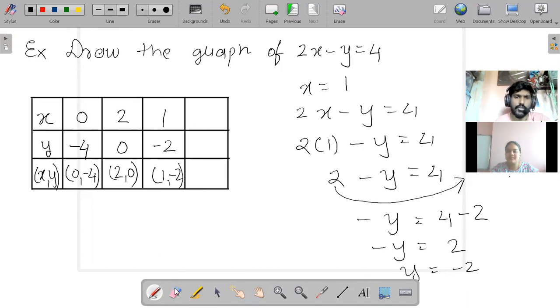Next, which value should I take? You can take some different value for x and find y. It is not necessary that since you took x as 1, y also has to be 1. Only this is compulsory: first, when you take x as 0, find the value of y, then take y as 0 and find the value of x. This is compulsory when you take 0. But after that, when you take another two values, you can take anything.